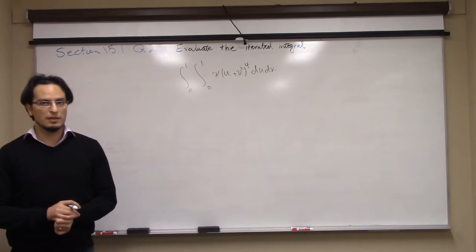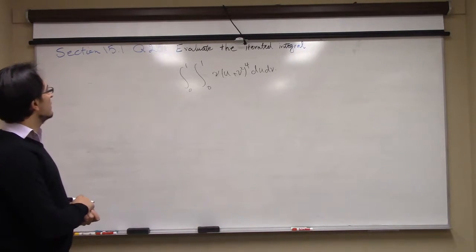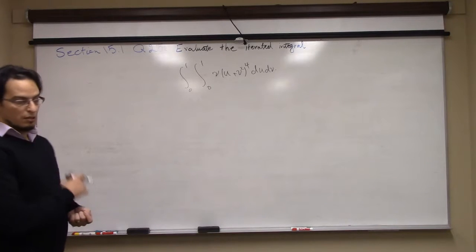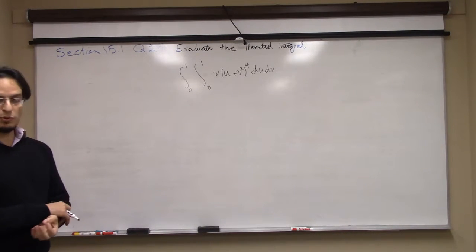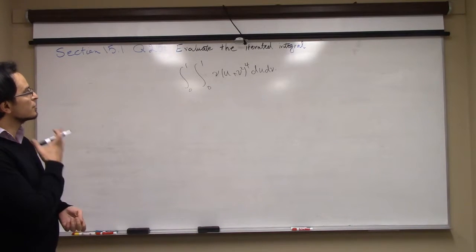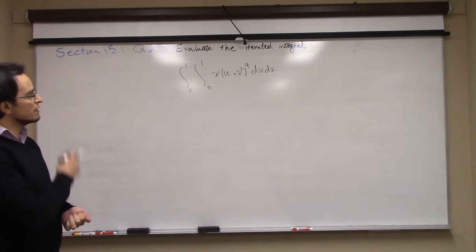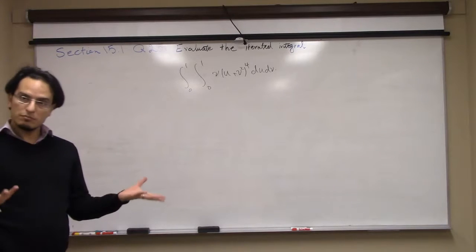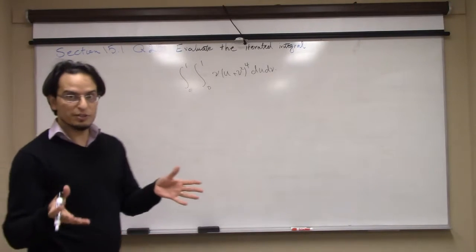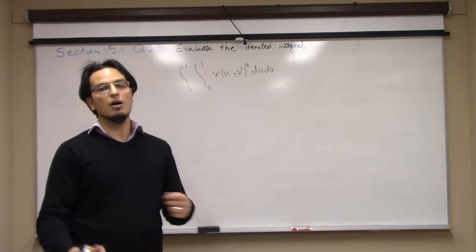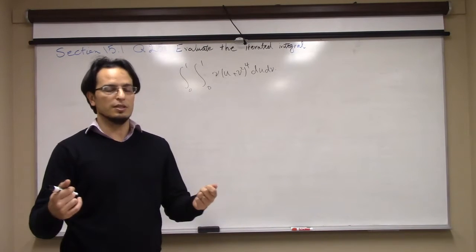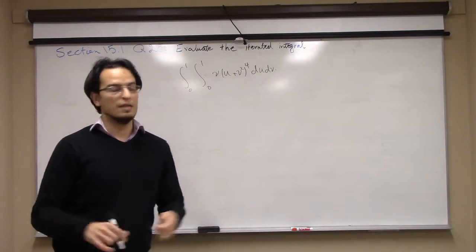Hello everyone, welcome back. Today I'm going to solve for you guys question 25 of section 15.1, which asks to evaluate this iterated integral. General technique: if you have an iterated integral, you start with the inner one, the result is a function of the outer variable, then integrate with respect to the outer variable.